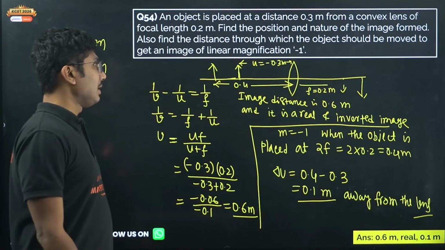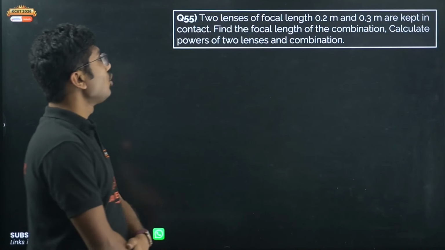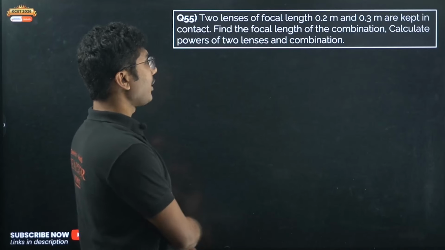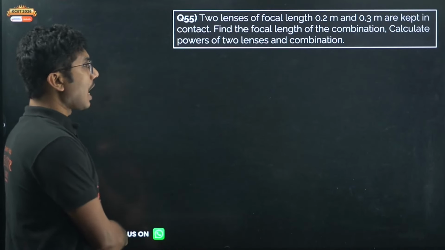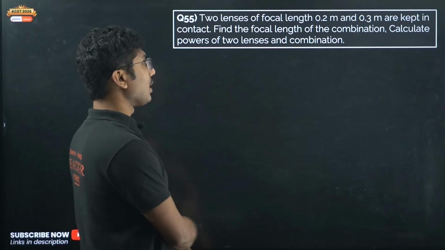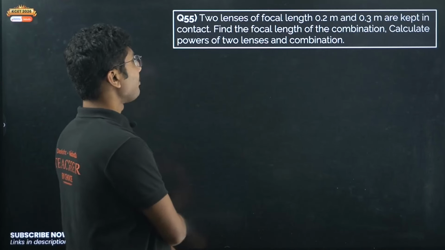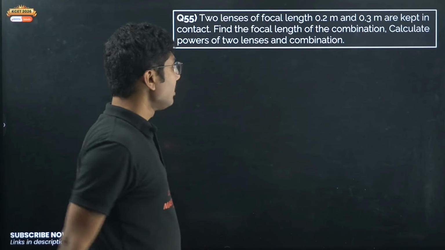So 0.6 meter and it is real, and you have to move it by 0.1 meter away from the lens. Next question: two lenses of focal length 0.2 meter and 0.3 meter are kept in contact. Find the focal length of the combination, and calculate the powers of the two lenses and the combination.